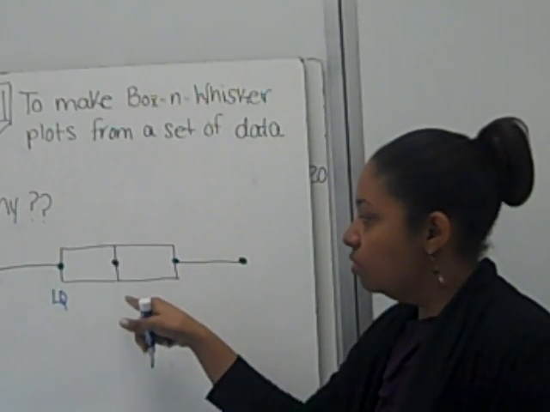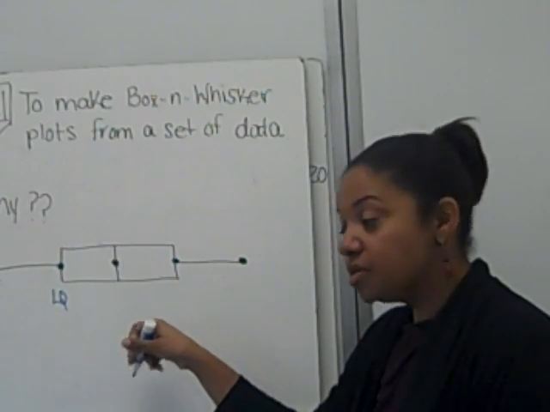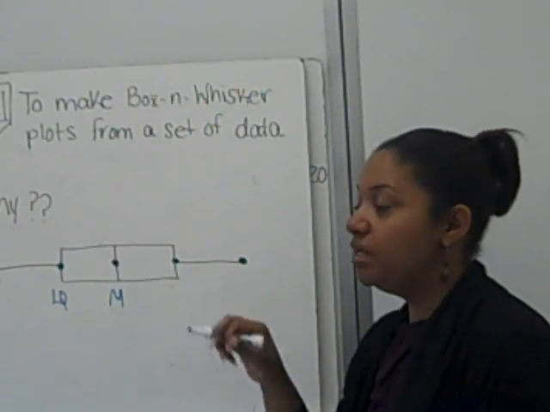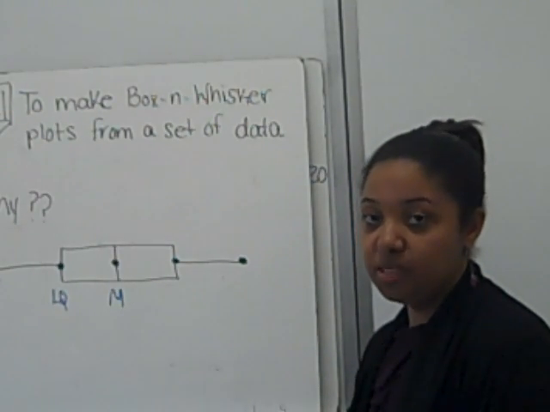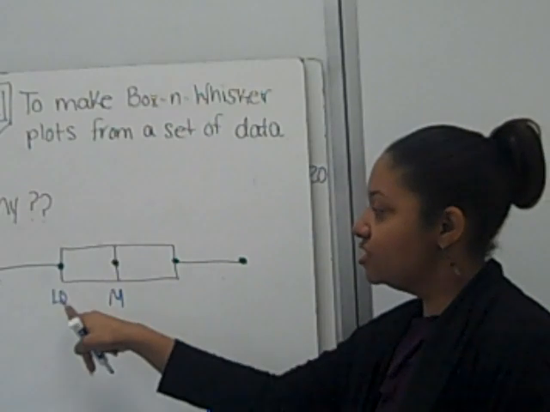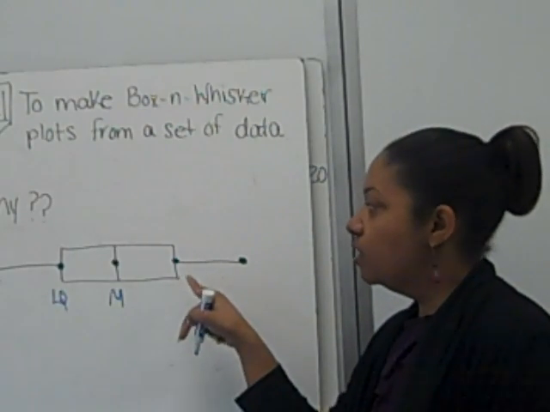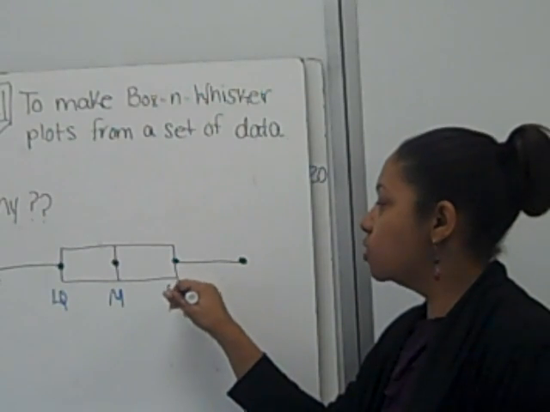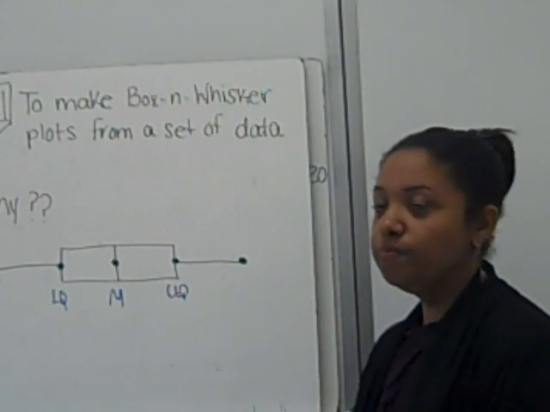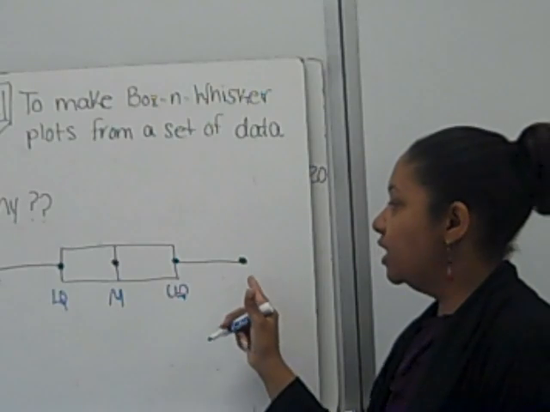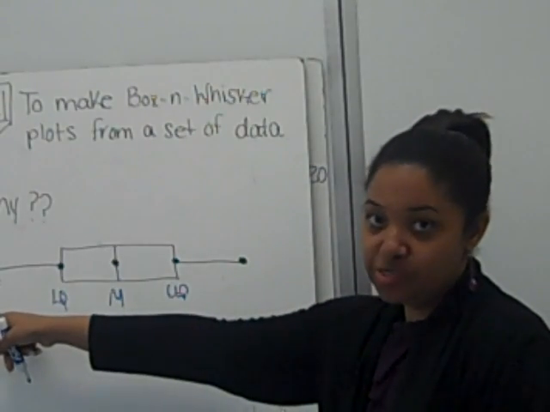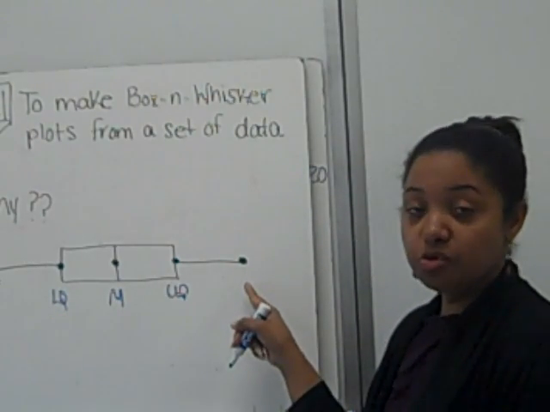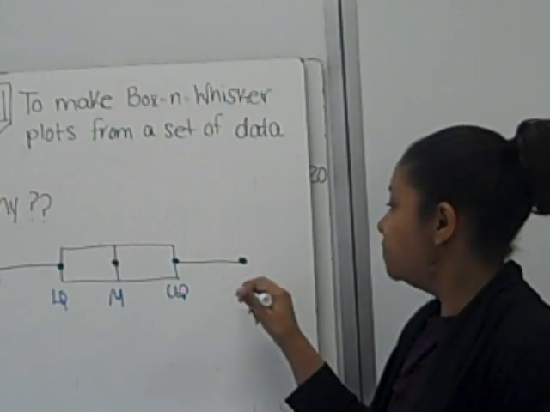The middle, if you can guess it, what's the middle number? It is the median. So we're just going to label that M for median. Then, if that's the lower quartile, the one on the upper half, this is going to be the upper quartile, so that we're going to label that UQ. And then the one on the end, if this is the lowest number, the lowest extreme, the opposite is going to be the highest extreme.